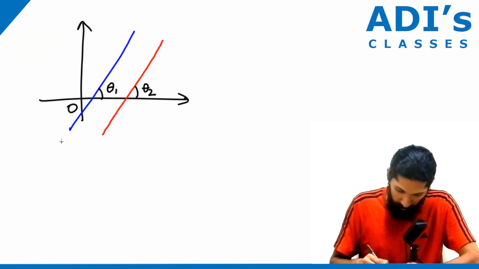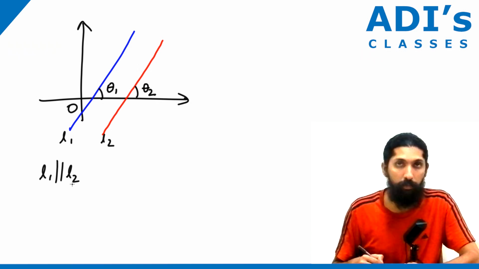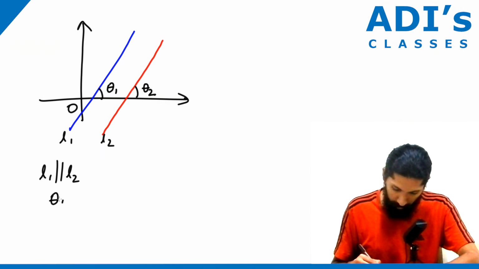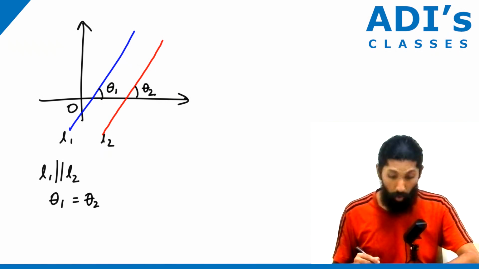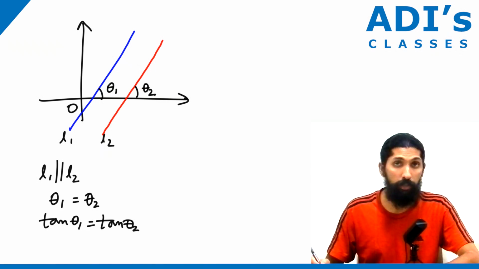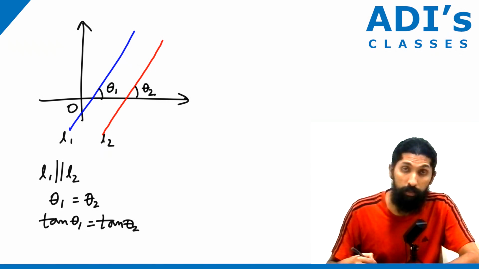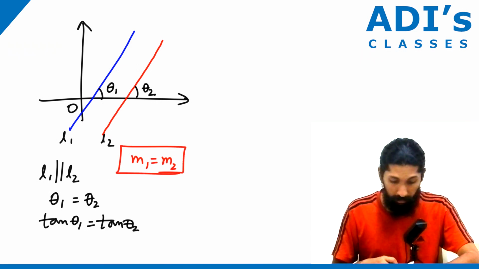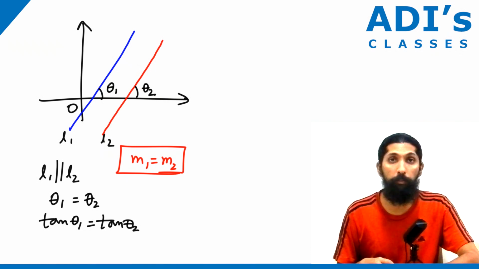So say this is L1, this is L2. If L1 is parallel to L2, then theta 1 is equal to theta 2, or tan theta 1 is equal to tan theta 2. So what do we say from this? M1 is equal to M2. This is the condition for two lines to be parallel.